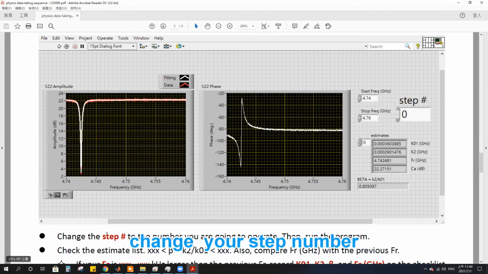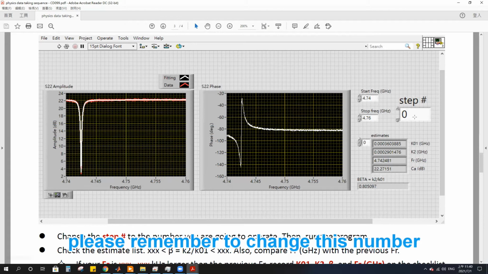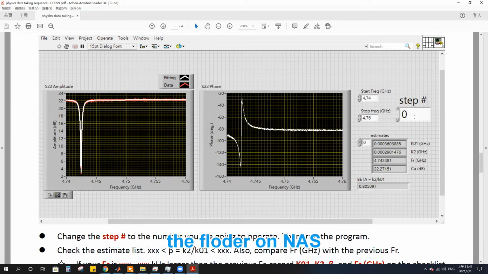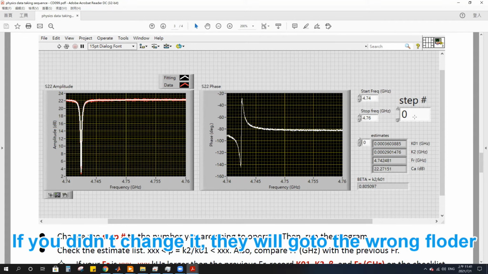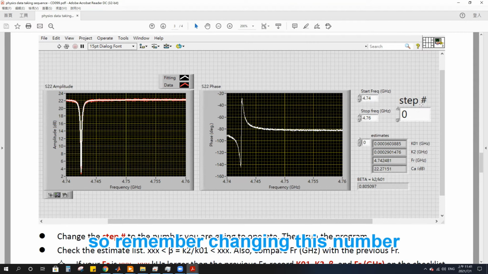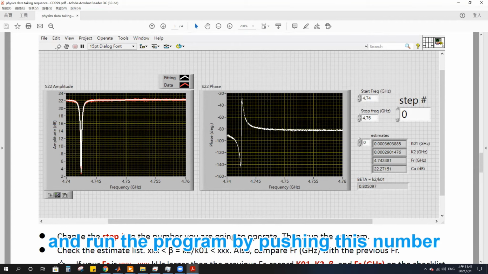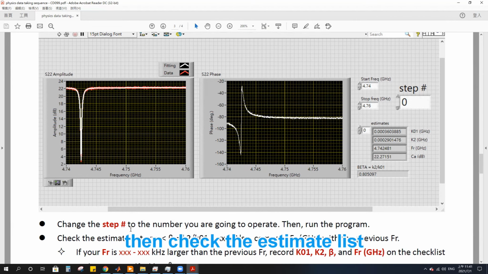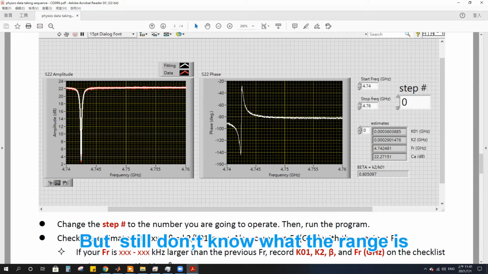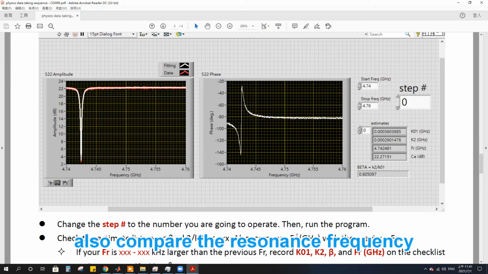First, change your step number. So what I mean is this. Please remember to change this number. This number basically means the folder on the NAS. If you didn't change it, the data will go into the wrong folder. So remember to change this number, and also run the program by pushing these buttons. Then check the estimate list, this part. Make sure the beta is in some range, but I still don't know what the range is. Also compare the resonant frequency with the previous resonant frequency.